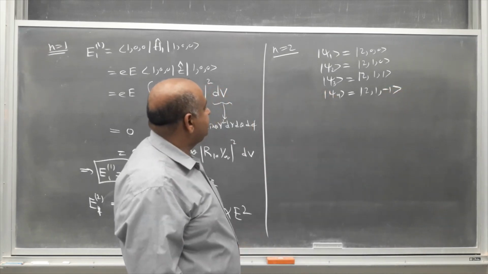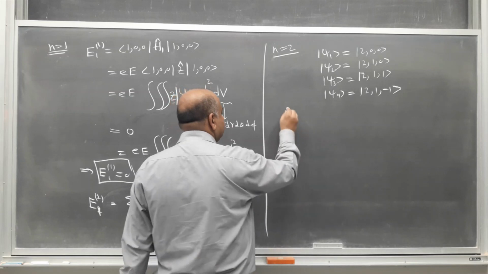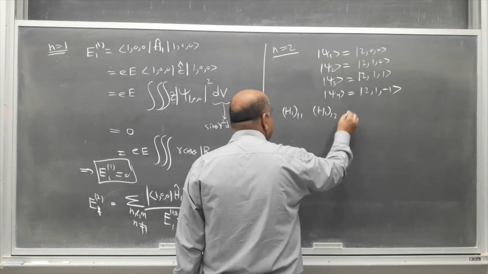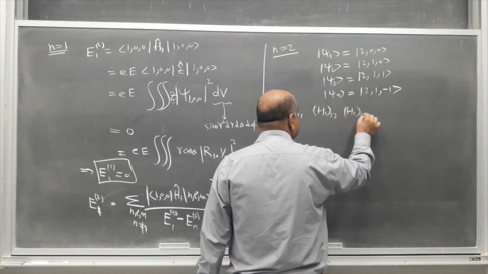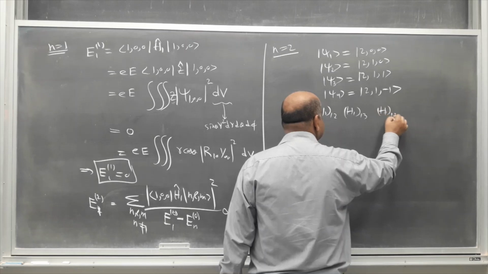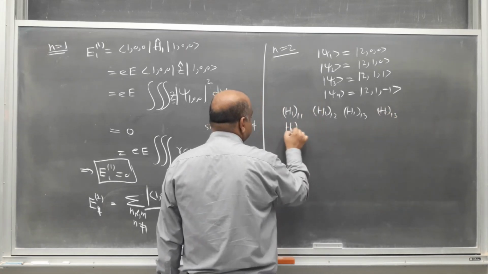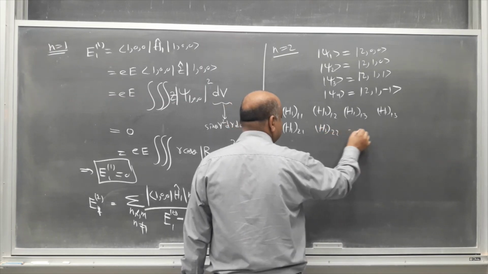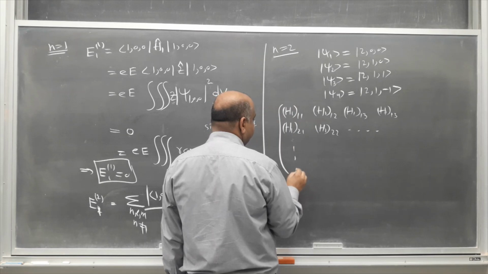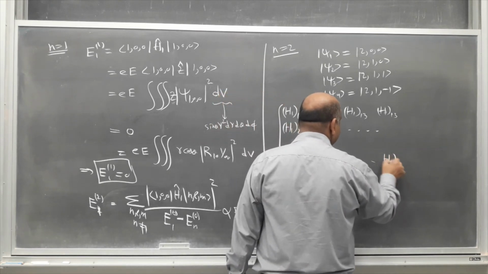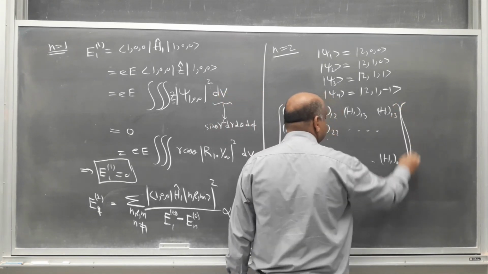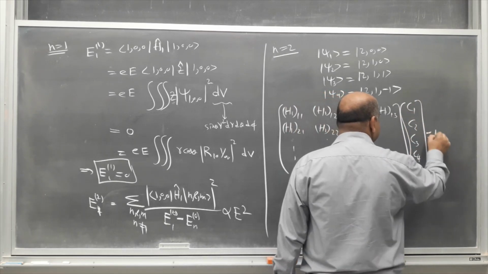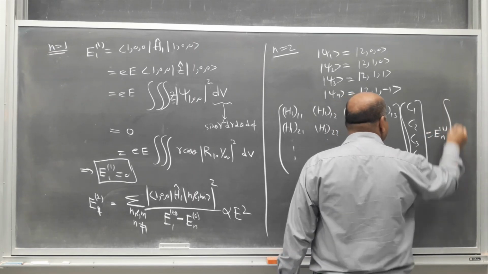Once we have these states, we need to compute these elements in this matrix. So this is a 4x4 matrix, and we have to find C1, C2, C3, C4 to find this En1.